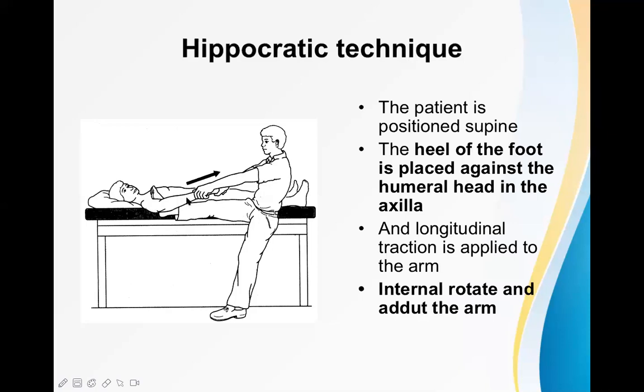The surgeon continuously pulls the arm in this direction towards him. At the same time, the surgeon has to internally rotate and adduct the arm. Internal rotation and adduction of the arm. After this type of maneuver, the head of the humerus will pop into the glenoid cavity. So this is known as Hippocratic technique. This is just one of the methods.